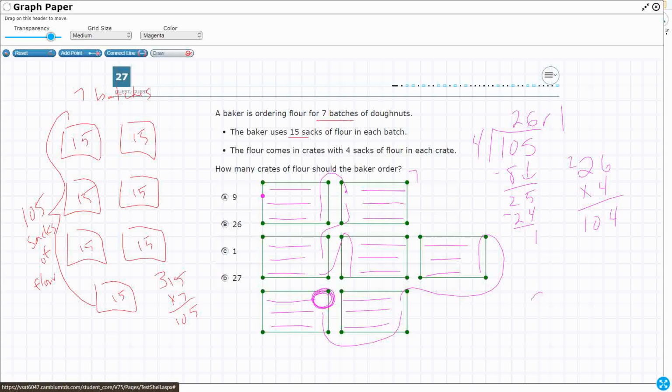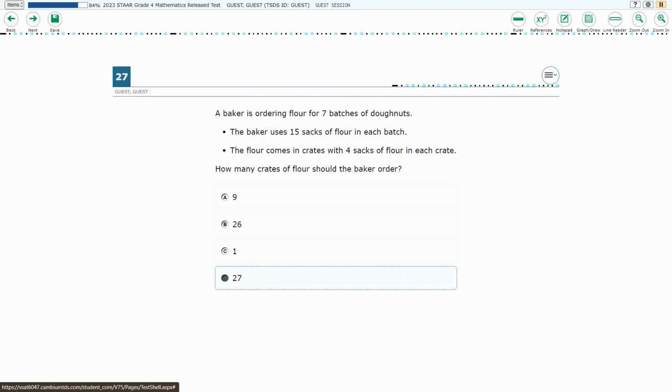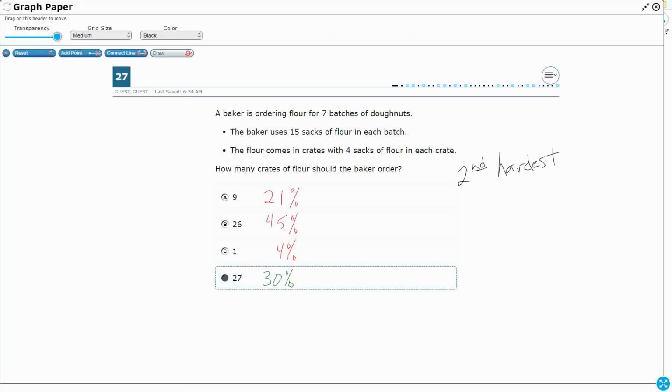I need 27. And you notice 26 and 27 are both listed. And that's kind of the trick. This is really asking us to interpret that remainder. I need 26 with 1 remainder, but you can't buy remainder 1. You need 27. Our answer here is D. Let's see how we did across the state of Texas. So this was the second hardest problem. Look, only 30% of the students got it right.